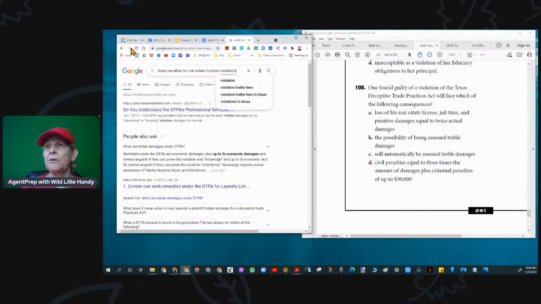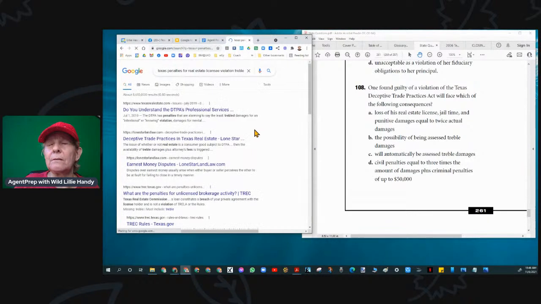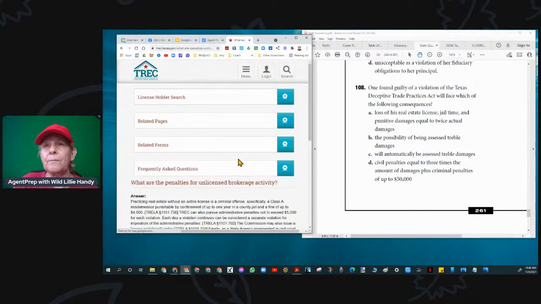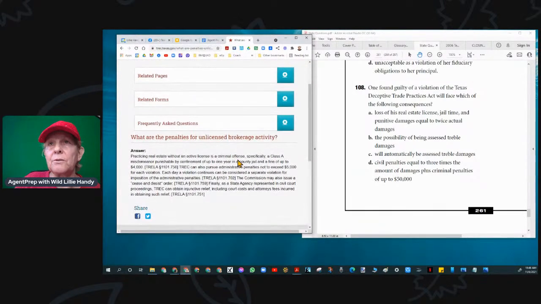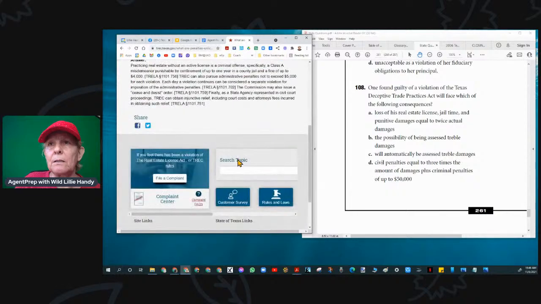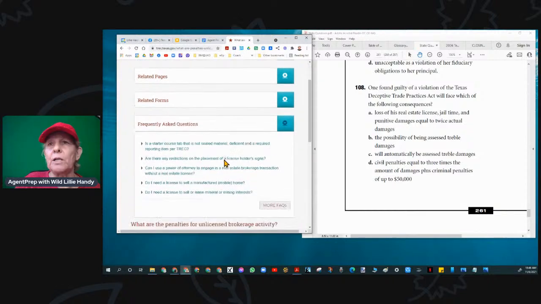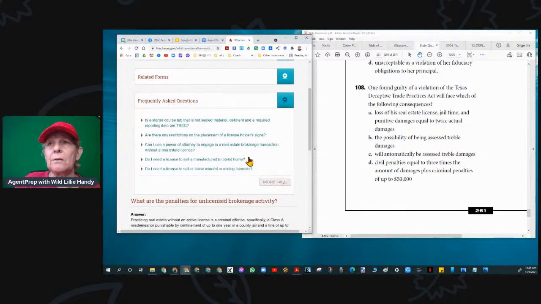If any of you are on your computer, you can help me look for this. Treble fees. Deceptive Trade Practices Act. What are the penalties for unlicensed brokerage activities? It's not necessarily what we're looking for, but it does take us to the TREC website. Let's see, penalties. Frequent questions is a starter.